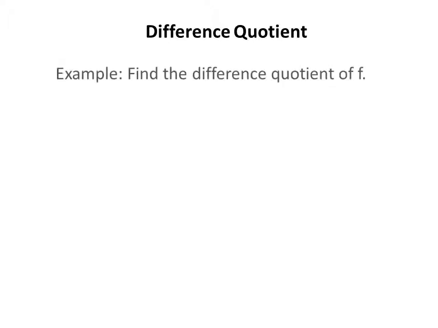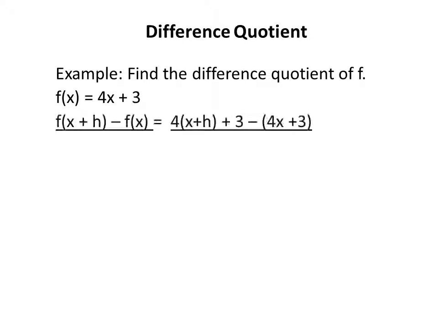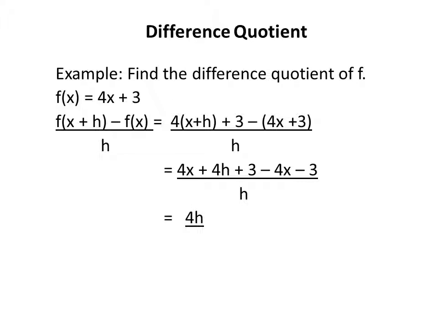So 4 times x plus h plus 3 minus 4x plus 3. Now we're going to distribute the 4 into x plus h. That gives us 4x plus 4h. Bring down the 3 and then distribute the negative sign, which is negative 4x minus 3. So if we combine the like terms, 4x and negative 4x cancel out, 3 and negative 3 cancel out, all we have left is 4 times h. And in the denominator, we have h, so we can cancel out the h, and that leaves us with 4.